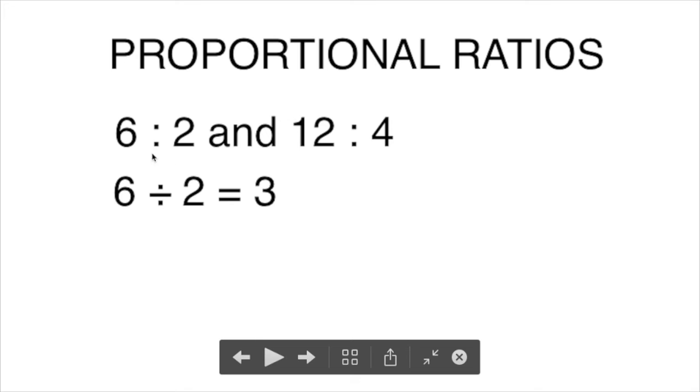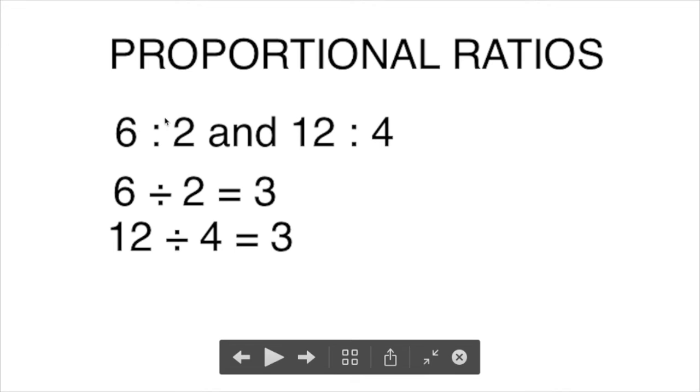All right, so that's what happens when we divide those two. Now let's do the same thing for these two. Divide in the same order. So we started with 6, so we'll start with 12 here. 12 divided by 4? Also 3. So those two numbers are exactly the same. So those two are proportional.